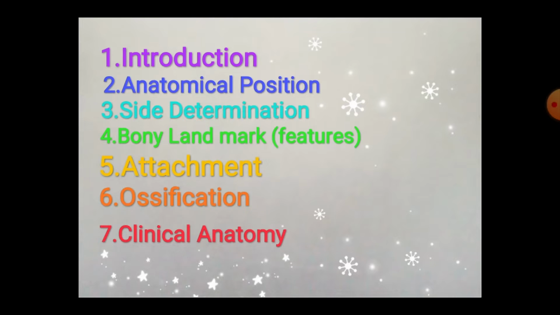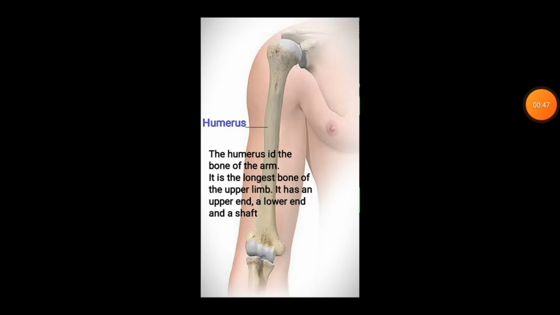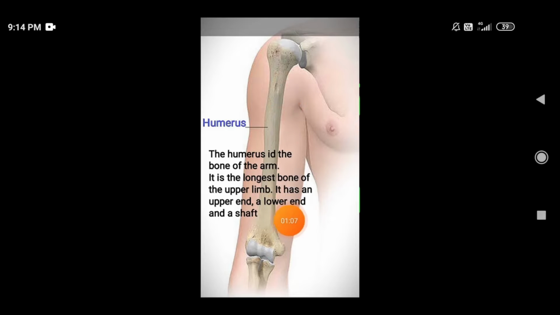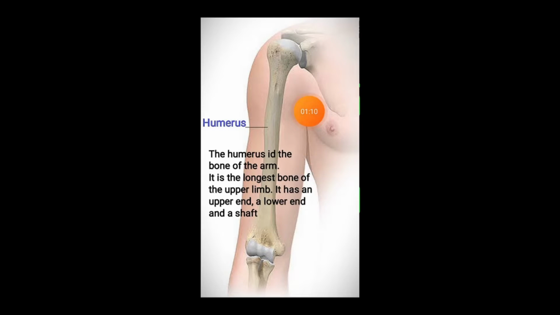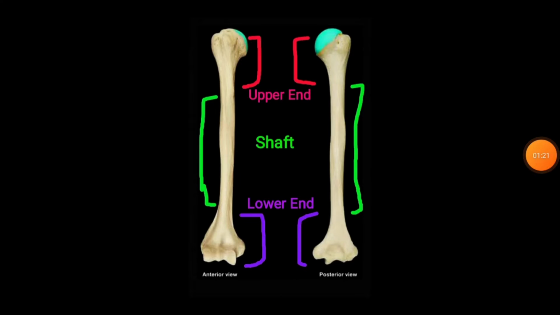Now let's talk about the humerus. In this video, we are learning about the introduction, anatomical position, site determination, bony landmarks, or the features of the humerus. The humerus is the bone of the arm. This part of the human body is called the arm, and this is the humerus bone, and it is the longest bone of the upper limb. It has an upper end, a lower end, and a shaft.